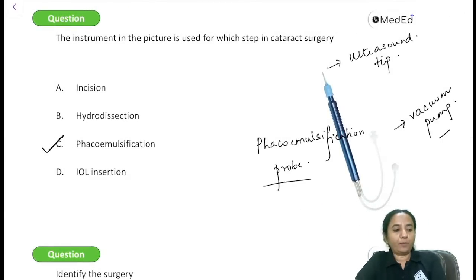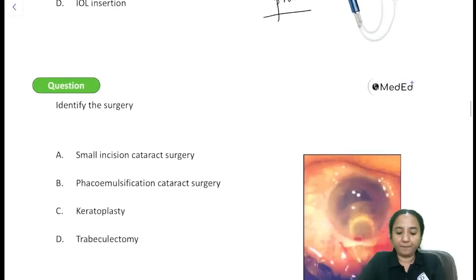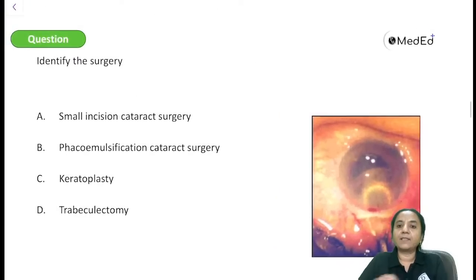Right? Chalo, let's go to the next question. Identify this surgery. First of all, what is the step?